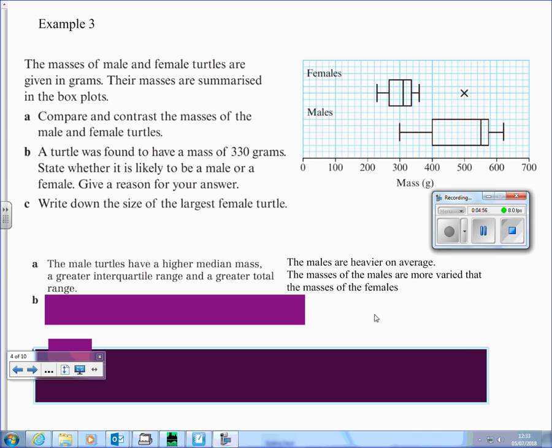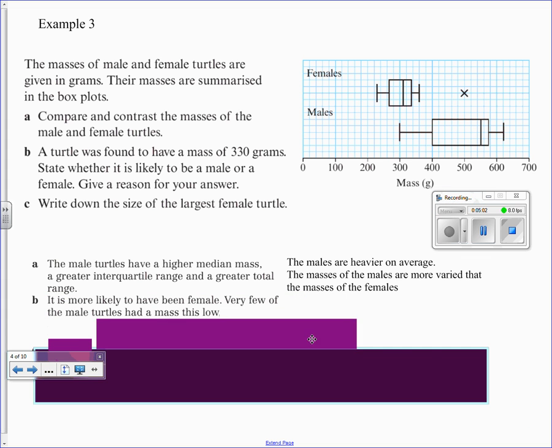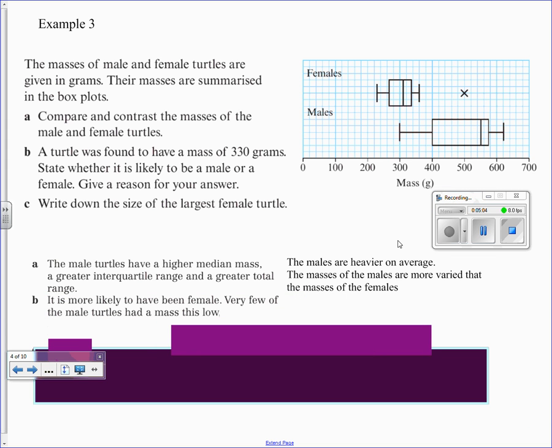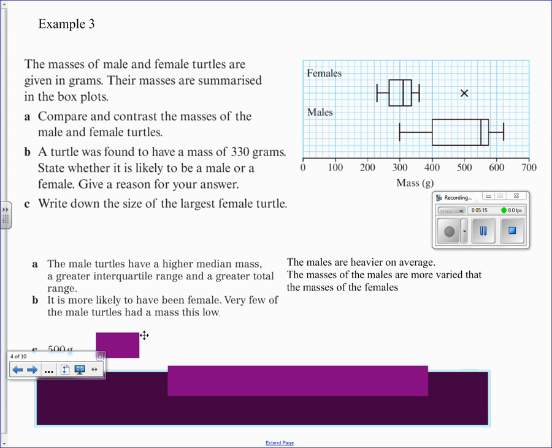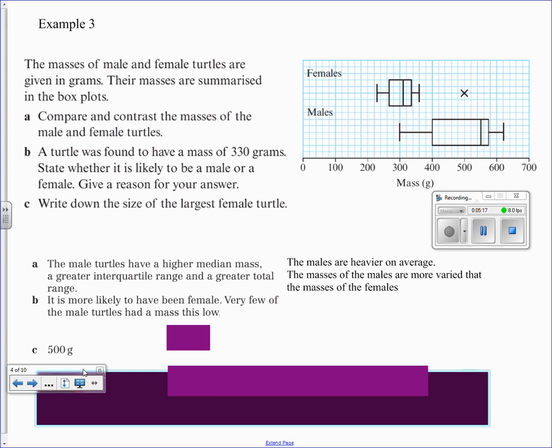One turtle had a mass of 330 grams. Is it likely to be male or female? It's likely to be female. Very few of the males had a mass this low. What's the size of the largest female turtle? There was an outlier. She weighed 500 grams.